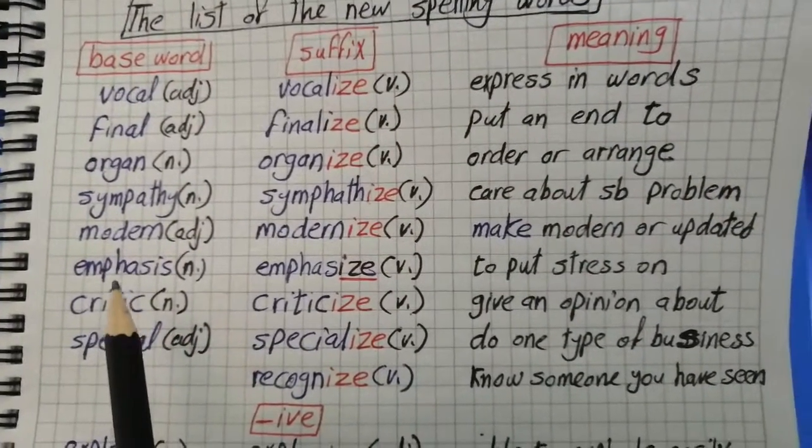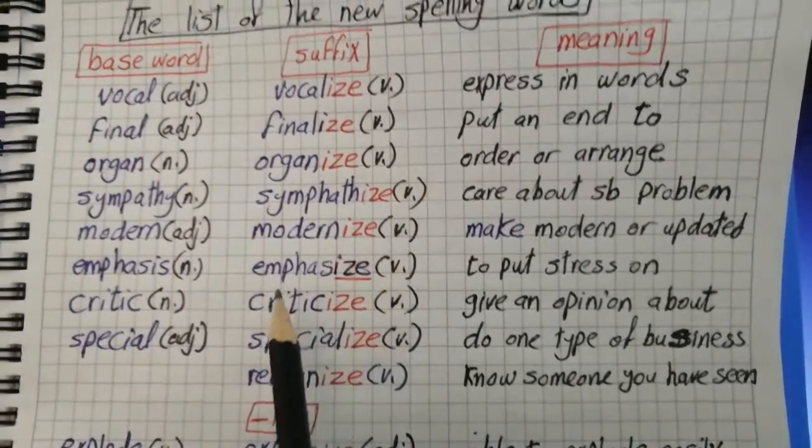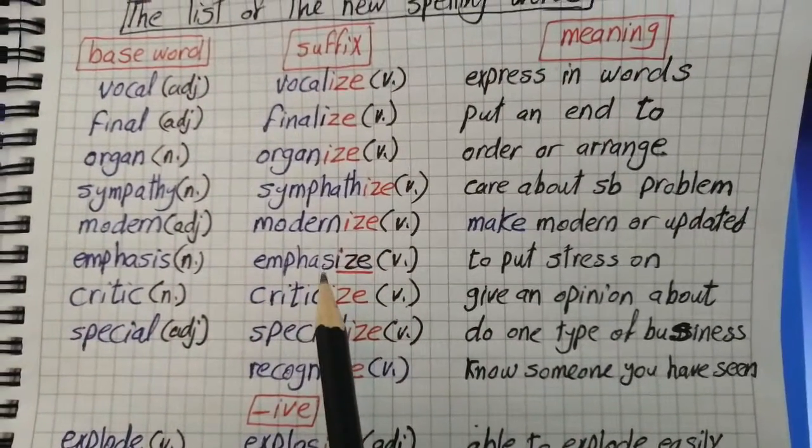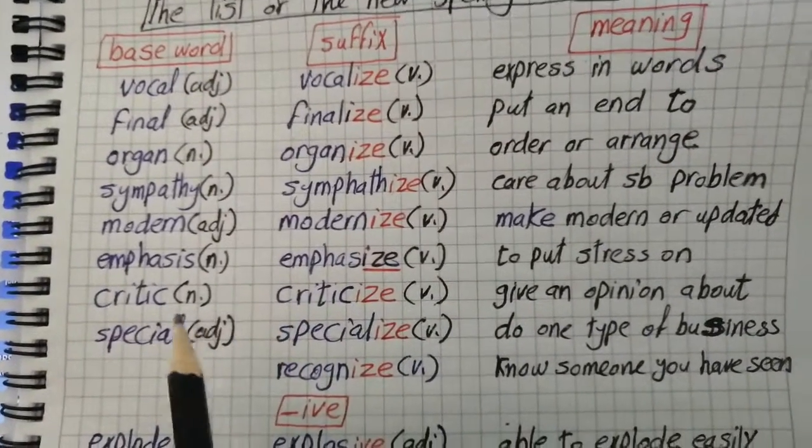And also emphasis is a noun. When I add IZE, change from a noun into a verb. Emphasize. And emphasize means to put stress on or to show that something is really important.